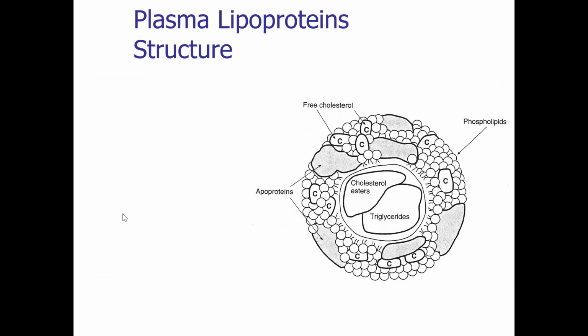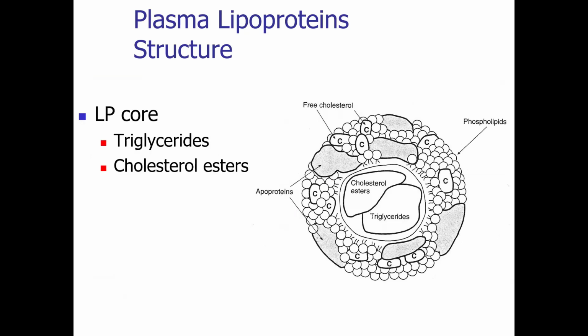So now, the plasma lipoprotein structure, how their structure looks. We have the lipoprotein core, which is inside the lipoproteins, and it's made up of cholesterol esters and triacylglycerol. And of course, we can clearly see from here that in the core we have triglyceride, and then we have cholesterol esters.